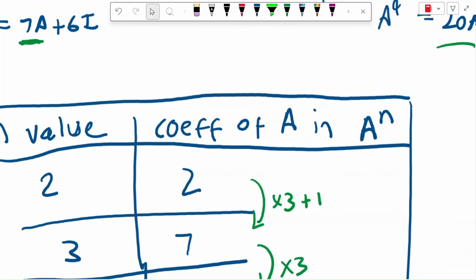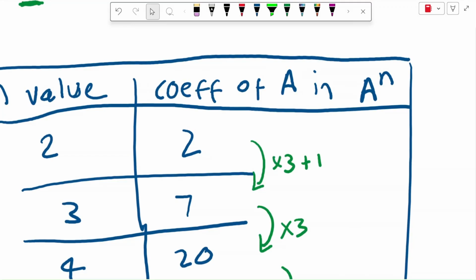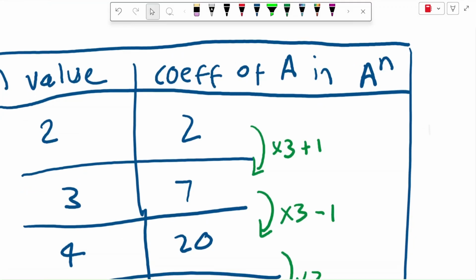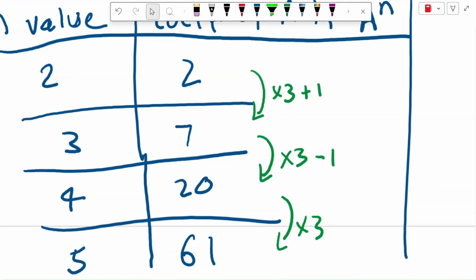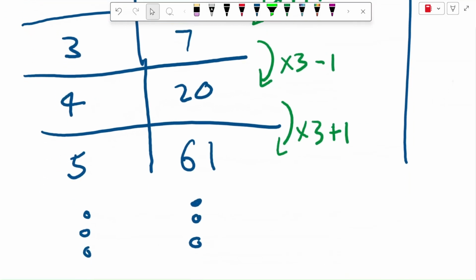7 times 3 should be 21. It's 20. So I'm not going to be adding 1 again, but I am going to be taking 1 this time. 20 times 3 is 60. There we go, times 3 plus 1.